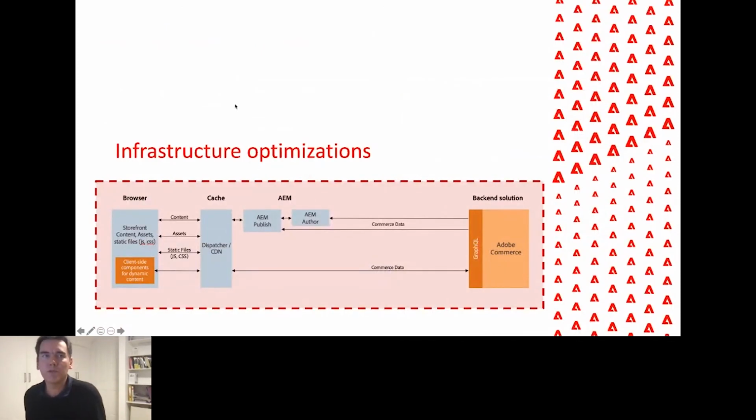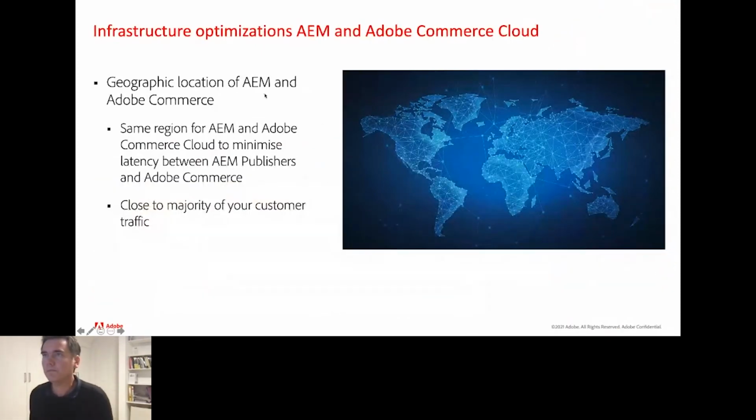So now we'll look at some infrastructure optimizations. To reduce latency between the AEM Publisher and Adobe Commerce GraphQL when building pages, the initial provisioning of the two separate infrastructures should be hosted within the same cloud region. The geographical location chosen for both clouds should also be closest to the majority of your customer base, so that client-side GraphQL requests to the Adobe Commerce Cloud origin are served from a nearby location.